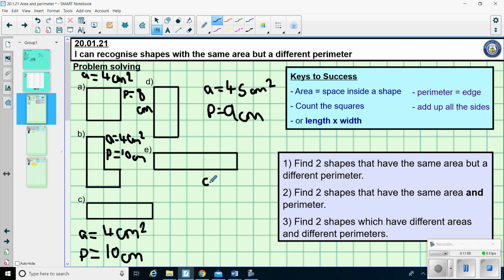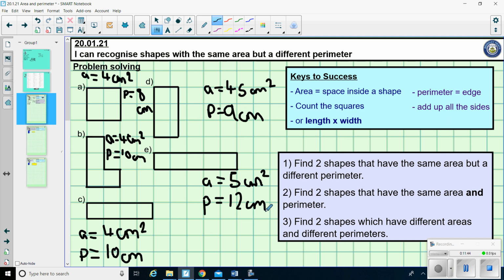And lastly, shape E. Area, count the squares. 1, 2, 3, 4, 5. Perimeter, add up all the sides. Okay, so we've got 5 on the bottom. 5, add 1 is 6, add 5 is 11, add 1 more gives me 12. Right, that's the tricky part done. Now I've got to look back at the questions and see if I can answer them.